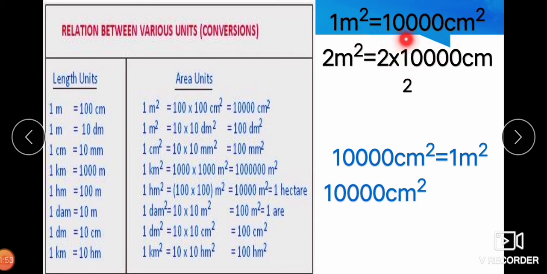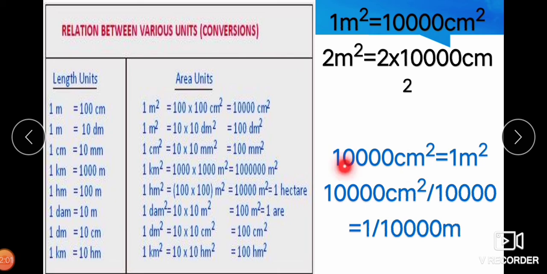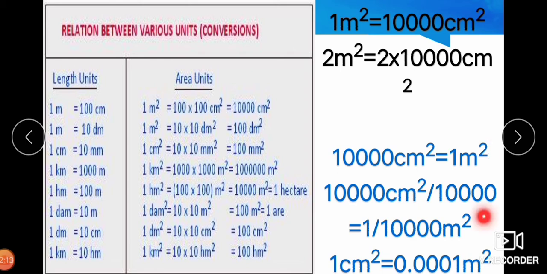Let us convert reverse. 10,000 centimeters square is equal to 1 meter square. From centimeter square to meter square, how will you convert? Divide both sides by 10,000. So 10,000 will get cancelled from both sides, and we get on this side 1 upon 10,000 meter square. That is 1 centimeter square is equal to 0.0001 meter square. Again see, when we want conversion from centimeter square to meter square, then divide.